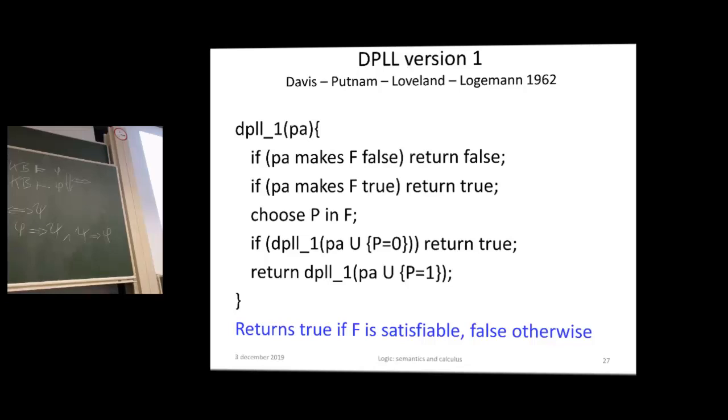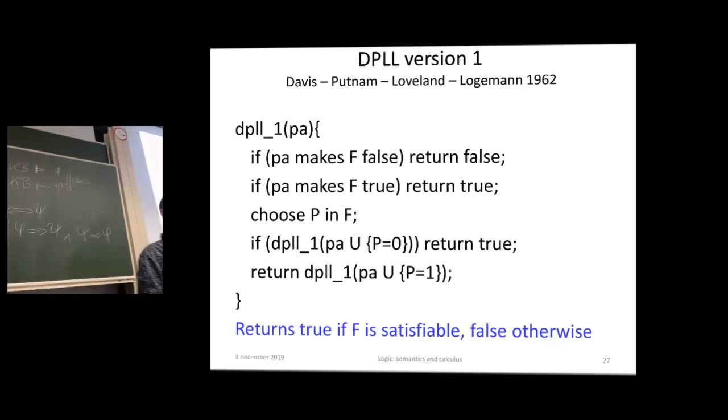The first version of DPLL is you take a partial assignment. So you start with the value for one of the propositional variables, and you check whether this partial assignment already makes the formula that you're evaluating false. And in that case, you just return false. So I have a formula. I want to check whether it's true or false. I guess some value for a propositional variable, and if it's false, then I just return false.